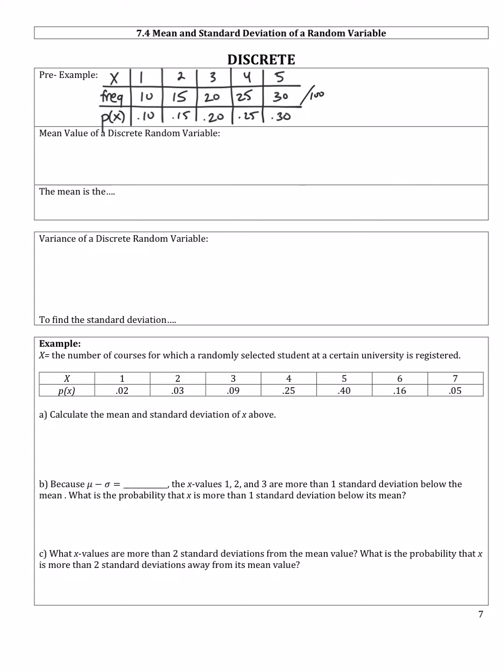Good morning, students. Today we're going to be going over section 7.4, which is going to be broken down into two parts. We're learning how to calculate the mean and standard deviation of a random variable, both for discrete and continuous distributions. Take a second right now to pause this video and copy down this table under the pre-example heading. And I want you to try and find the mean of our distribution of our x value using x and frequency.